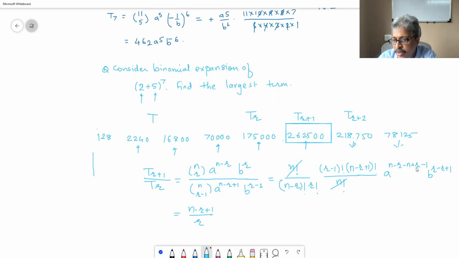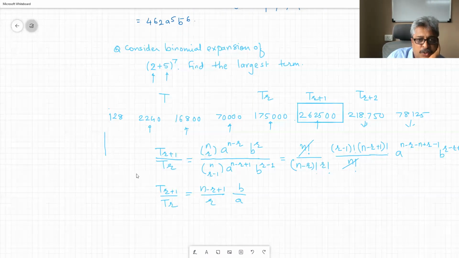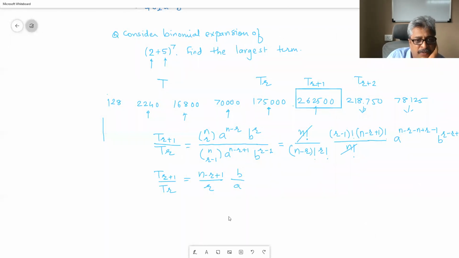If you have a raised to minus 1, that means a is in the denominator and b is in the numerator. So this is such a nice expression, T(r+1) upon T(r). We have to cross check whether it is greater than 1 or less than 1. Now let us see if this is useful to find the value of r in our problem.